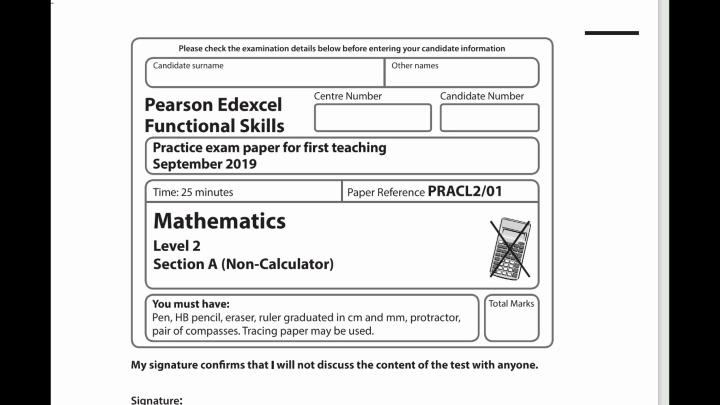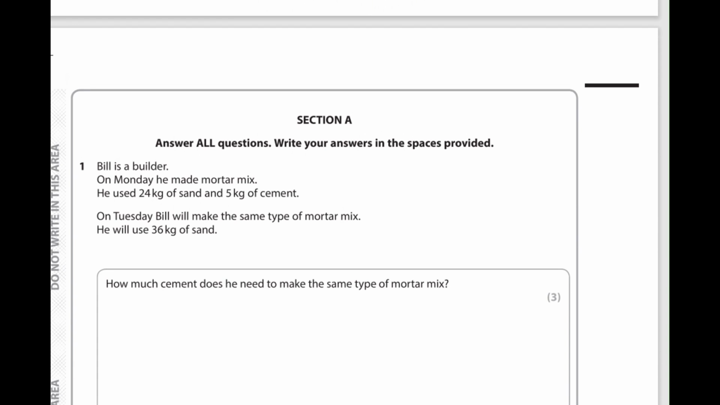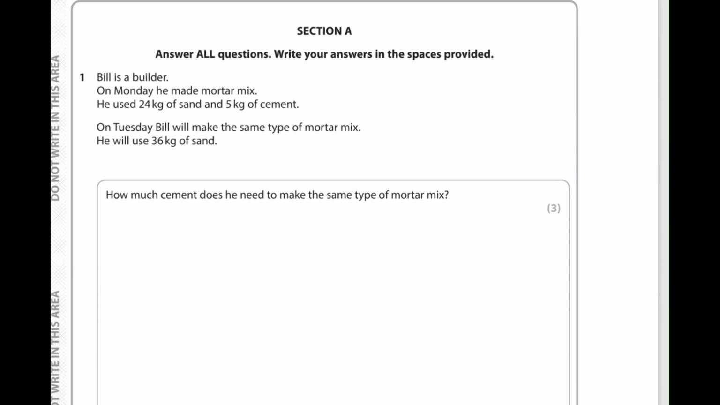Here we go. So we're going to be doing the Pearson Edexcel Functional Skills September 2019 Maths Level 2 non-calculator paper. So let's get started. The first question is all about Bill. Bill is a builder.